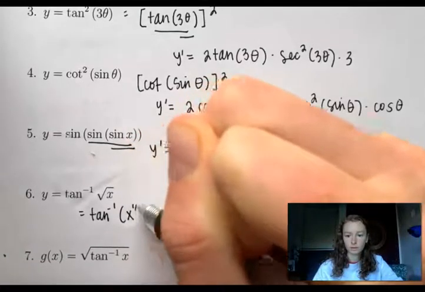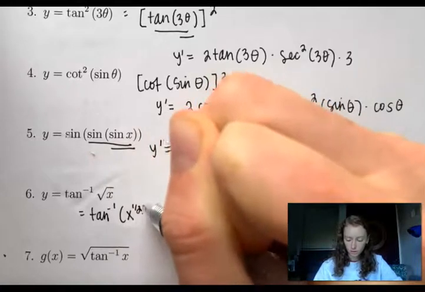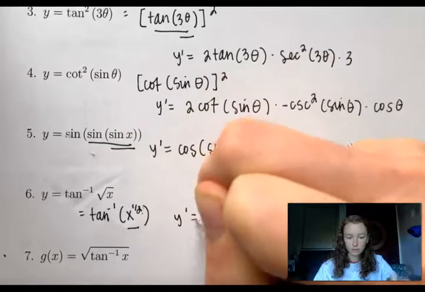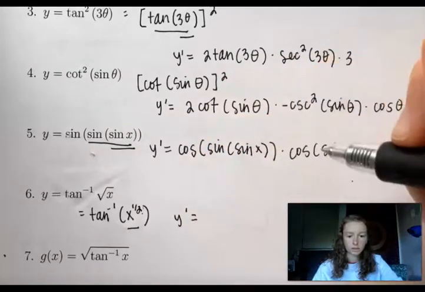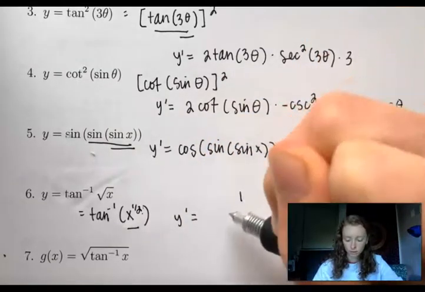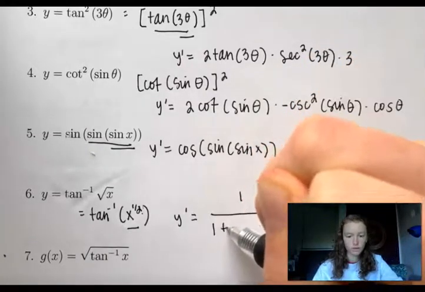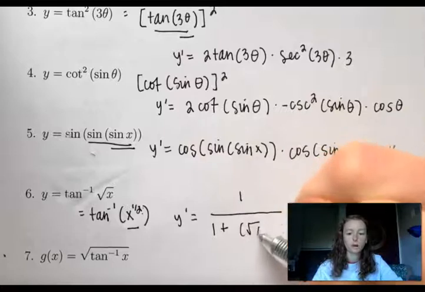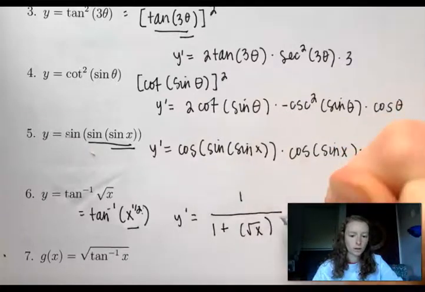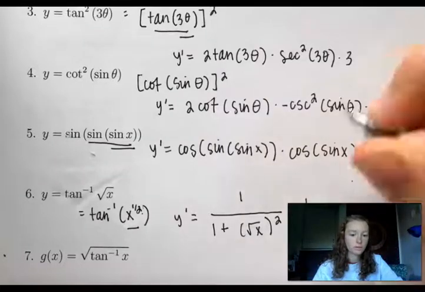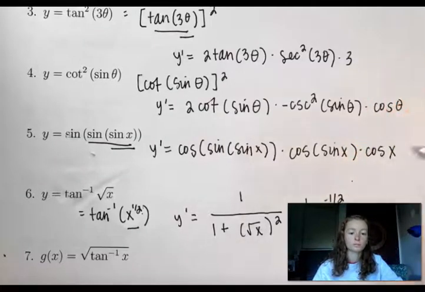So yeah, we rewrite it as x to the 1/2. And then we're going to do the chain rule. And this is inverse tan, it's not tan to the -1. So the derivative of inverse tan is always 1 over 1 plus x squared. So our x is x to the 1/2. And then we multiply by the derivative of x to the 1/2 using chain rule.